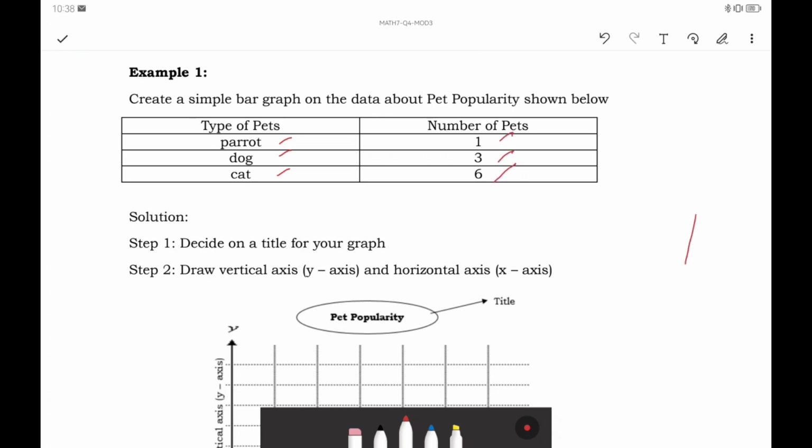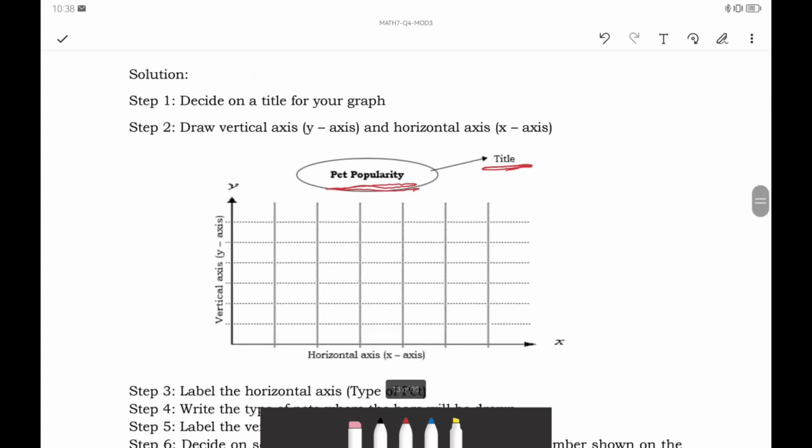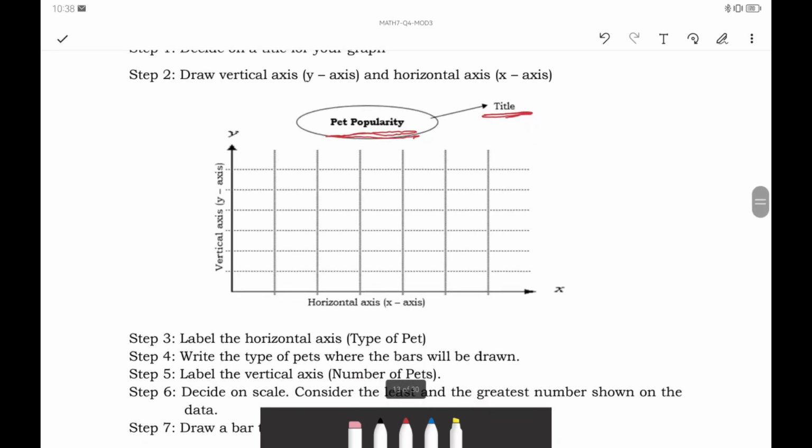So the solution we have here, step 1, decide on a title for your graph. So in our example, we are shown that this could be a title, pet popularity. So you need to write the title here, which is pet popularity. Step 2, draw vertical axis, y-axis, and horizontal axis. So that is shown here. So this is the y-axis or the vertical axis, and this one here is the x-axis.